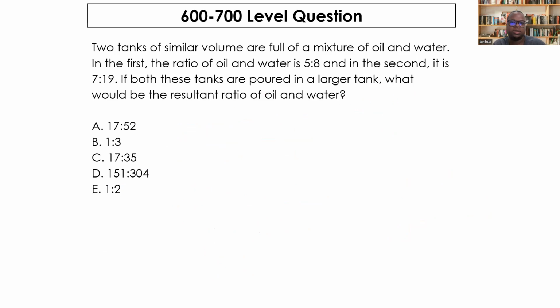So let's look at the next question. Awesome. In this question, you're being told that 2 tanks of similar volume are full of a mixture of oil and water. In the first one, the ratio of oil and water is 5 to 8, and in the second one, it is 7 to 19. If both of these tanks are poured into a large tank, what would be the resultant ratio of oil and water?